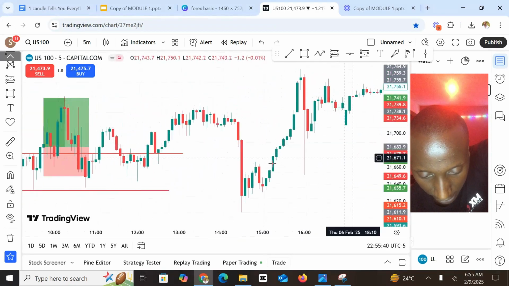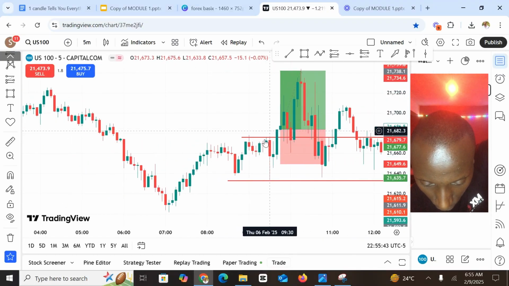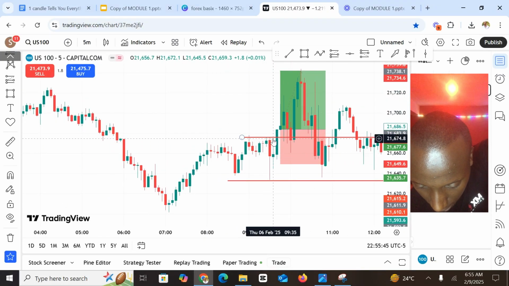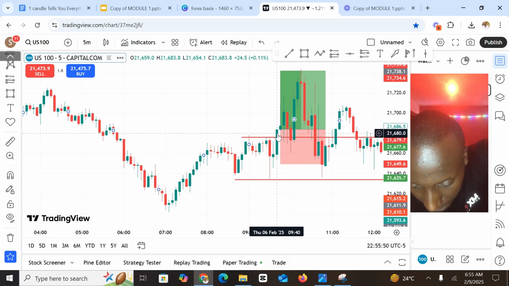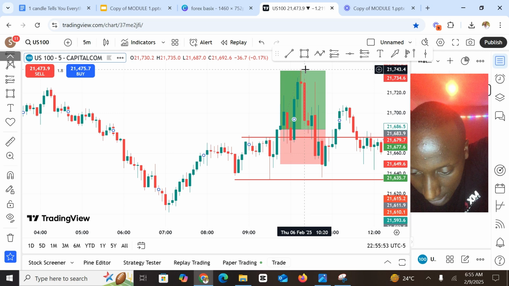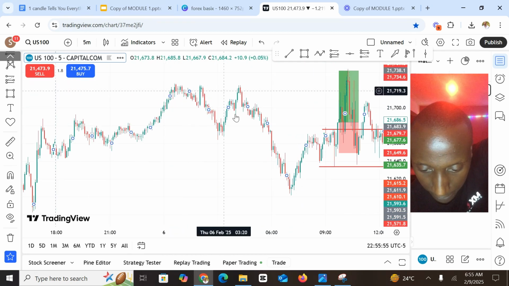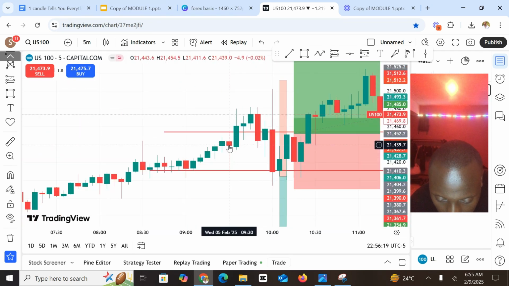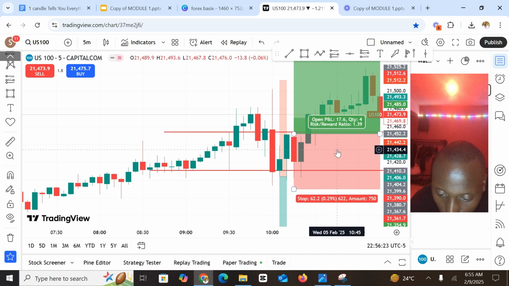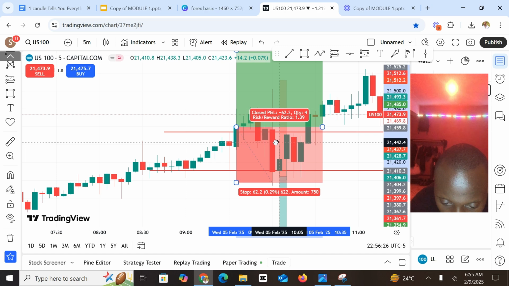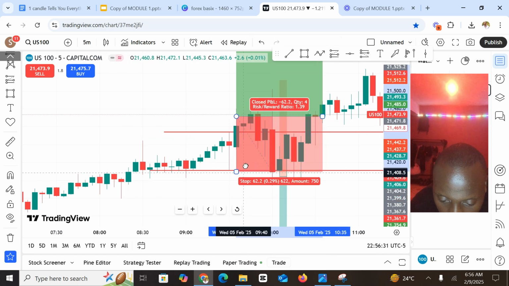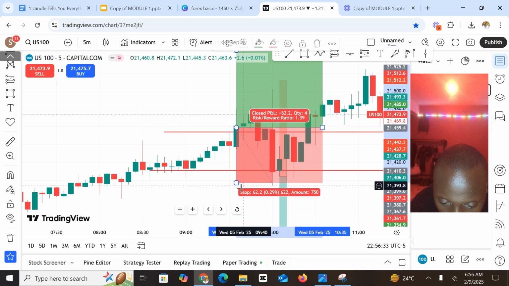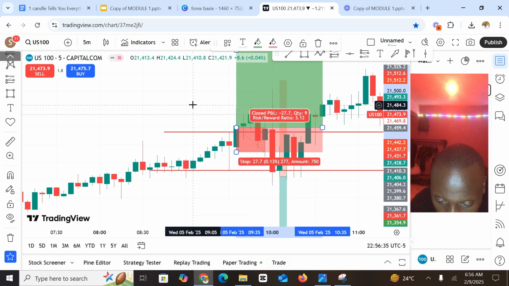Let's go to another scenario. Same thing here. We have this red candle setting the high and the low. The moment this candle breaks out, that's your entry. You are targeting these highs up here. So this red candle is your area of resistance and support. The moment price breaks out, that is your entry. And then your stop loss is below that breakout candle. And then all you do is just wait and see.